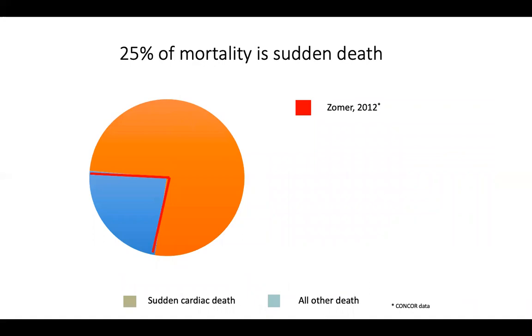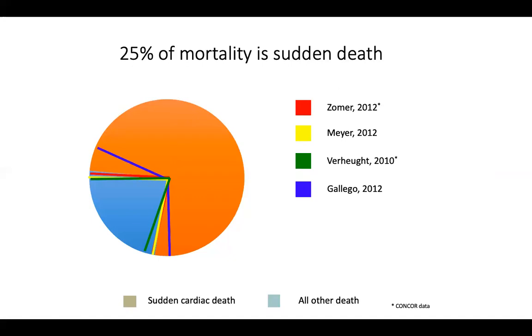However, what we know is that in the modern era, and modern is describing studies that were published within the last 10 years or so, about 25% of mortality is sudden death. So here's data from Zomer in 2012, here's data from Meyer in 2010, 2012. And although there are slight differences in what exact percentage of mortality is sudden death, you can see that these four large studies concur that the amount of sudden death is about a quarter.